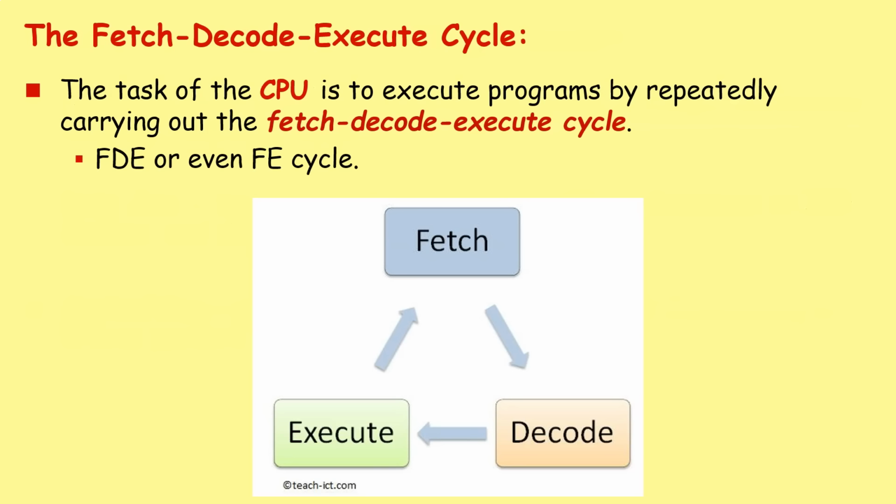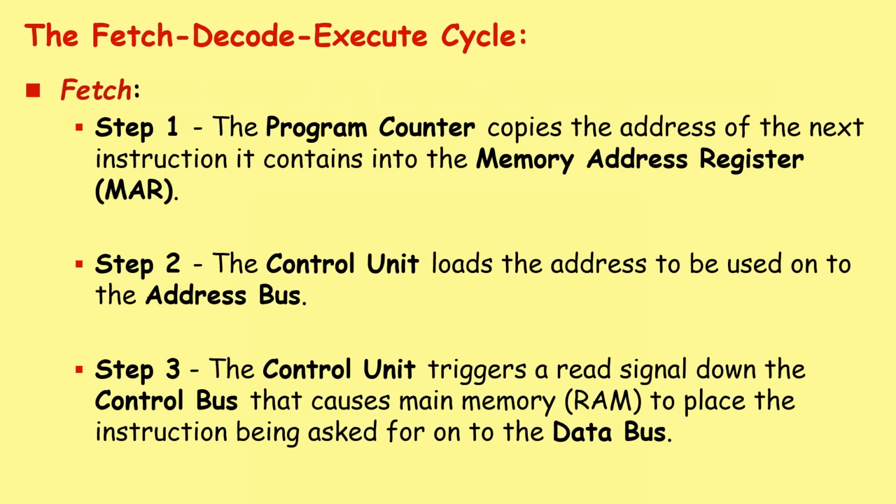Moving on to the fetch, decode, execute cycle. The task or the job of the CPU is to execute programs by repeatedly carrying out the fetch, decode, execute cycle. Sometimes shortened to fetch execute cycle, FDE cycle, or even FE cycle. It all means the same thing. Let's take a look at that in more detail, starting with fetch.